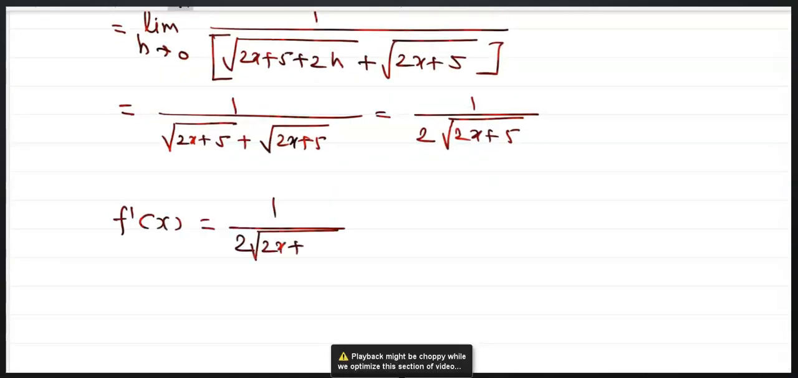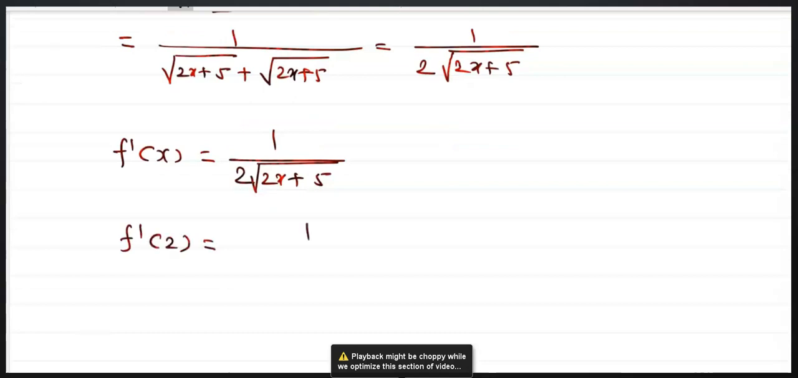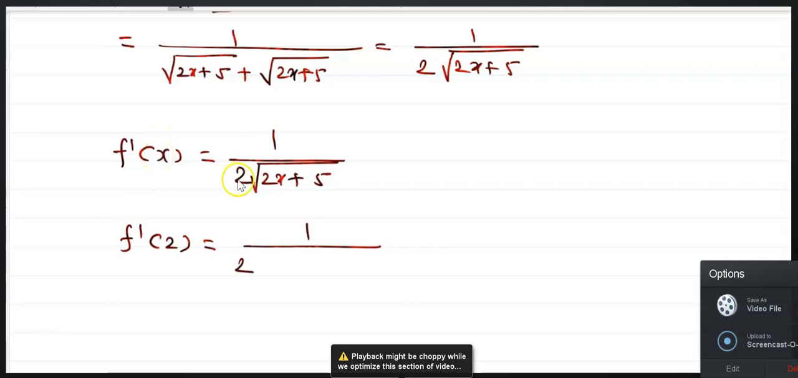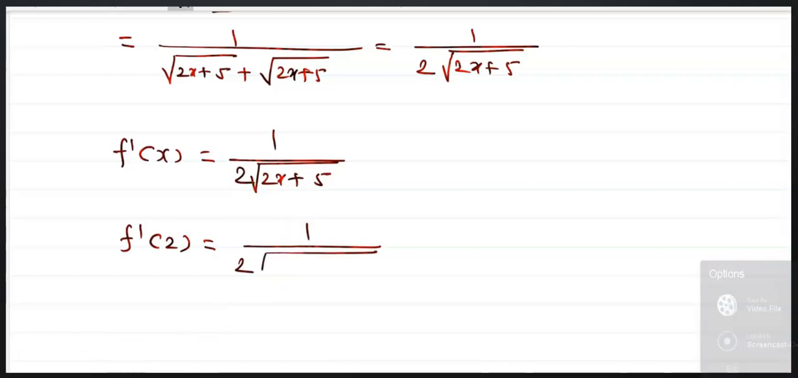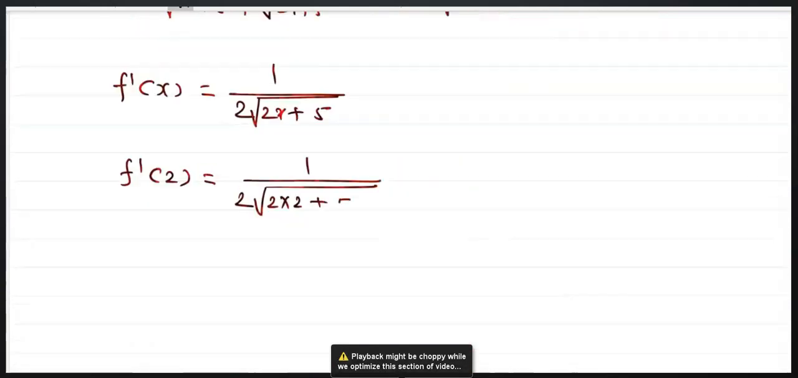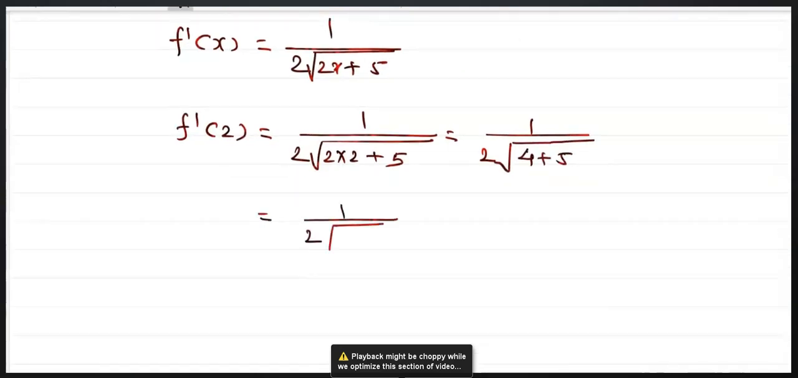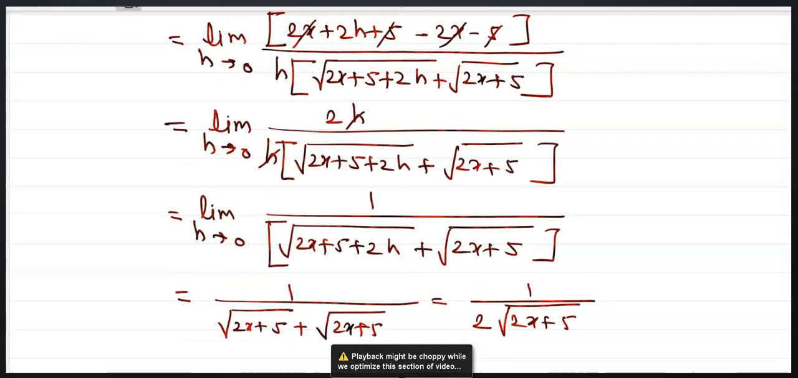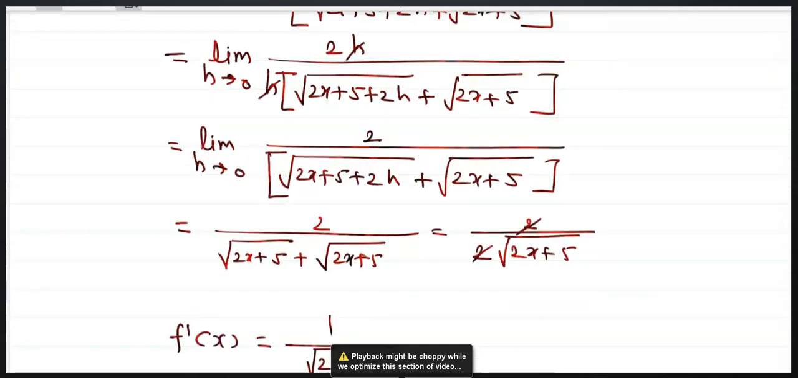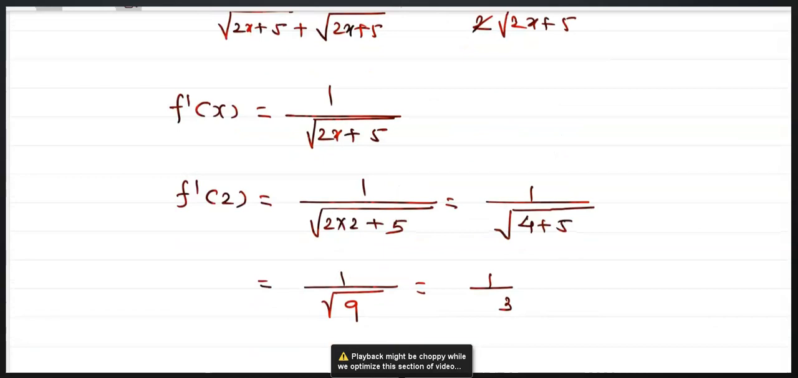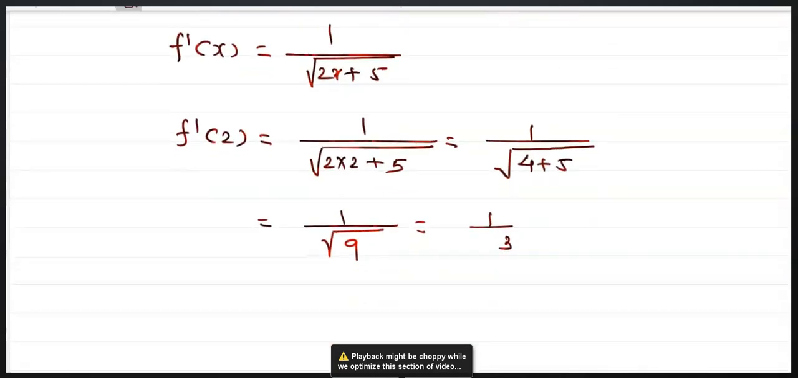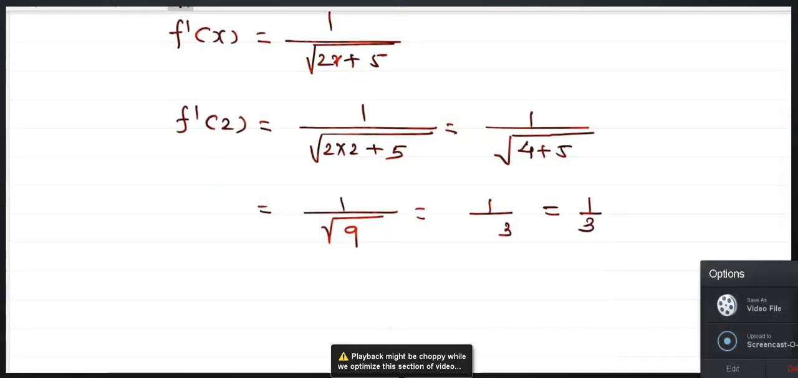f dash of 2. Now here replace x by 2. That is f dash of 2 is equal to 1 upon root of 2 into 2 plus 5. This is a normal simplification. That is equal to, this 2 gets cancelled. In the previous step, I had not cancelled it. Now see this here, that is equal to 1 upon 3. This is the answer. Therefore, f dash of 2 is equal to 1 upon 3. Now next.